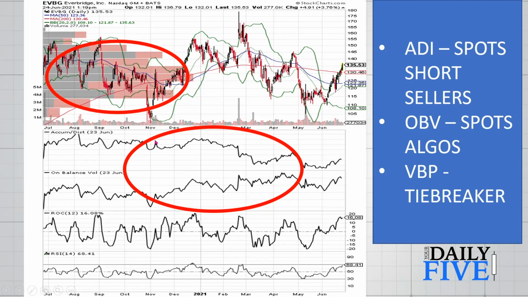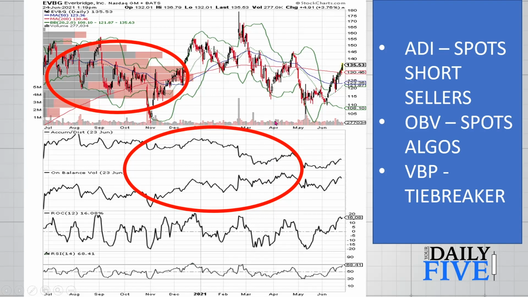So this is a great illustration of the interaction between short sellers and algos and why you want to be in there. So remember, trending the ADI down means short sellers are active. Unbalanced volume up means the algos are picking up the stock near the bottom at cheap prices when the short sellers are done for the day.